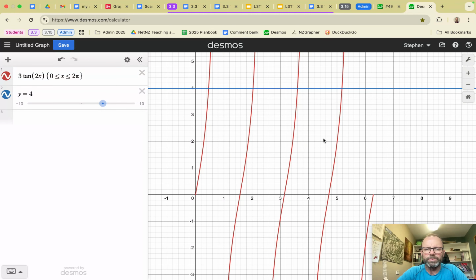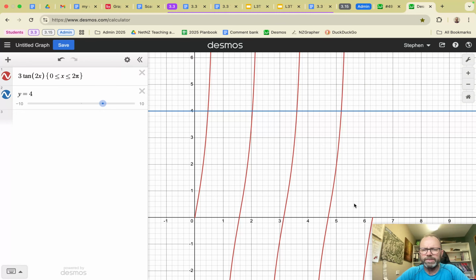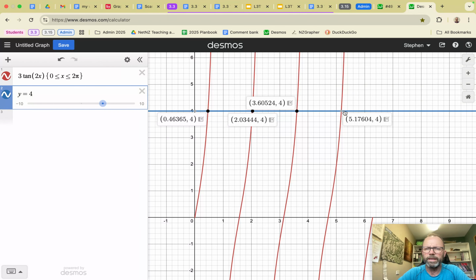Make it a bit larger, see what's going on. So it says between, that's one solution there. The other solution is that one there, the other solution is that one there, and the other solution is there. Now, this solution you'll be able to solve, as you can sort of see on the calculator.